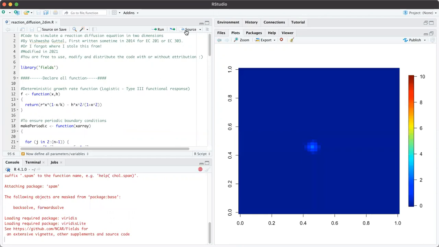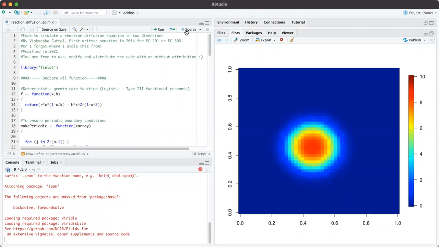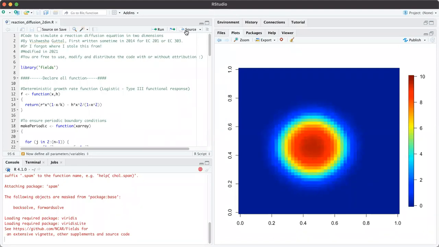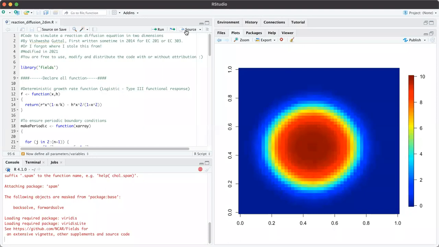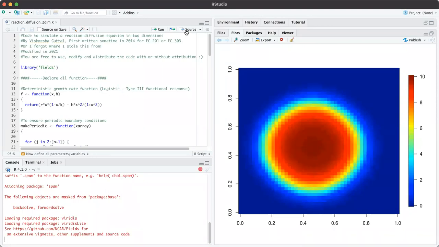Are you able to see? So note the scale of the colors. Everywhere it's blue, meaning everywhere it's 0. Can somebody confirm that you're able to see this? Yes, we can see. Thank you.